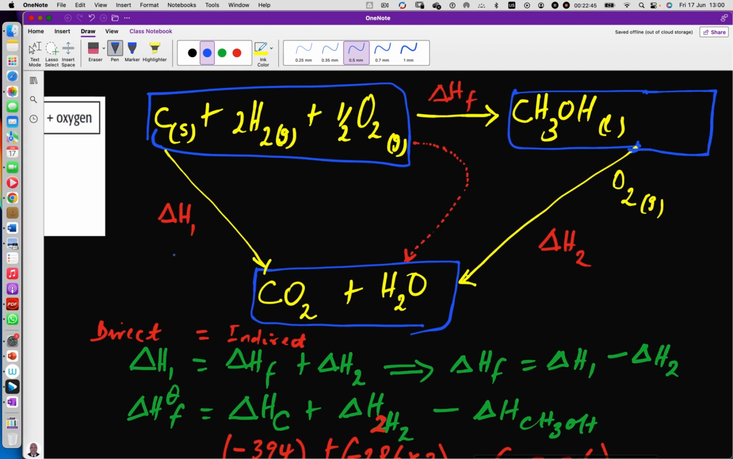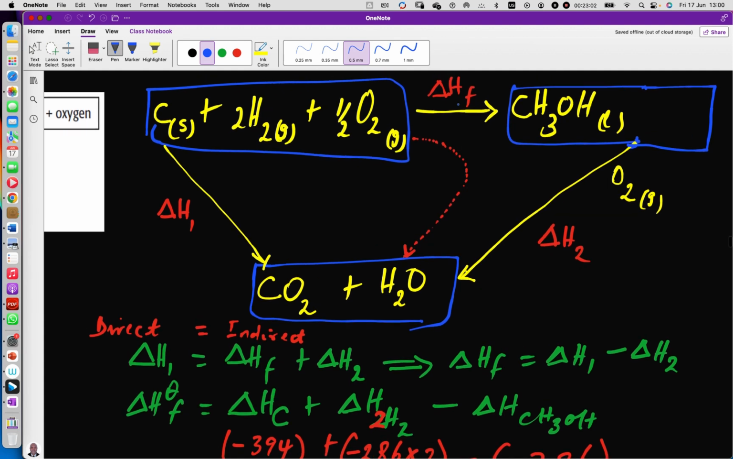According to Hess's law, to form an equation using this, there is the direct route, which is enthalpy 1, equal to the indirect route, which is the dotted line, that is enthalpy of formation plus enthalpy 2. When we do this, we are looking for the value of enthalpy of formation. Enthalpy 1 is the direct route. The indirect route will be enthalpy of formation plus enthalpy 2. Now let's make enthalpy of formation the subject. So enthalpy of formation will be enthalpy 1 minus enthalpy 2.